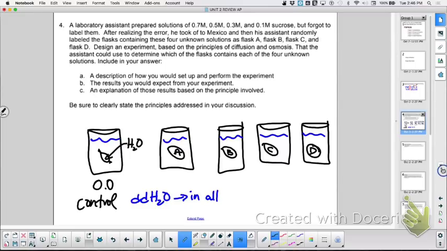Time it. You would keep time as a constant. So maybe how long are you going to time it? 30 minutes. Okay. So you would mass, right, the tubing. You would talk about the water setup. You would give me a certain amount of time. And then what would you do? Take them out and mass them again. Then what would you do?